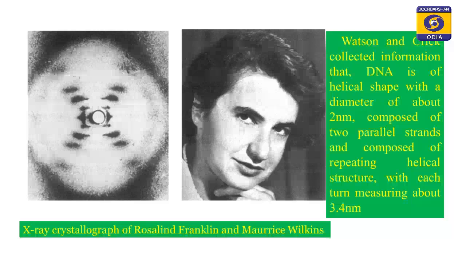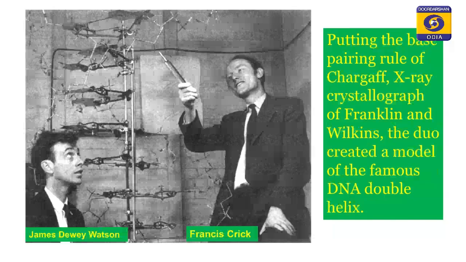Rosalind Franklin and Maurice Wilkins were slow in analyzing what this crystallograph says, but Watson, who was well trained in X-ray crystallography, analyzed that it is a symmetrical structure. As it is the crystallograph of DNA, it is a helical structure with a uniform diameter of around 2 nanometers, and a helix that repeats at a particular interval. So this X-ray crystallograph gave many clues to Watson and Crick for unraveling the structure of DNA.